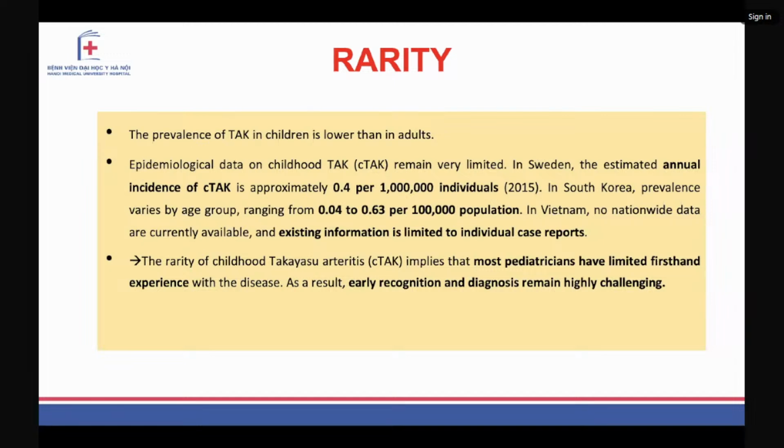For example, you can see in Sweden, the estimated annual incidence of CTAK is about 0.4 per 1 million individuals. And in Vietnam, no nationwide data are currently available, and existing information is limited to case reports. So it means that most pediatricians have little or no first-hand experience with childhood TAK. As a result, early recognition or diagnosis becomes extremely difficult, especially when the disease presents with non-specific symptoms.